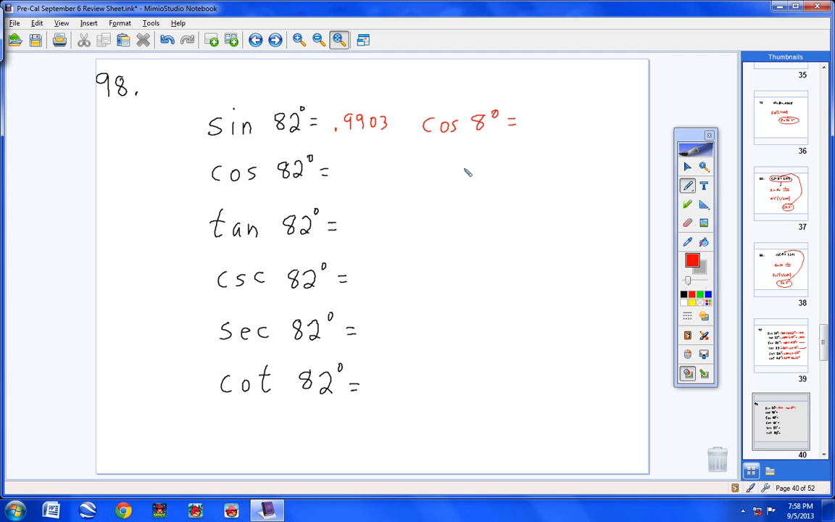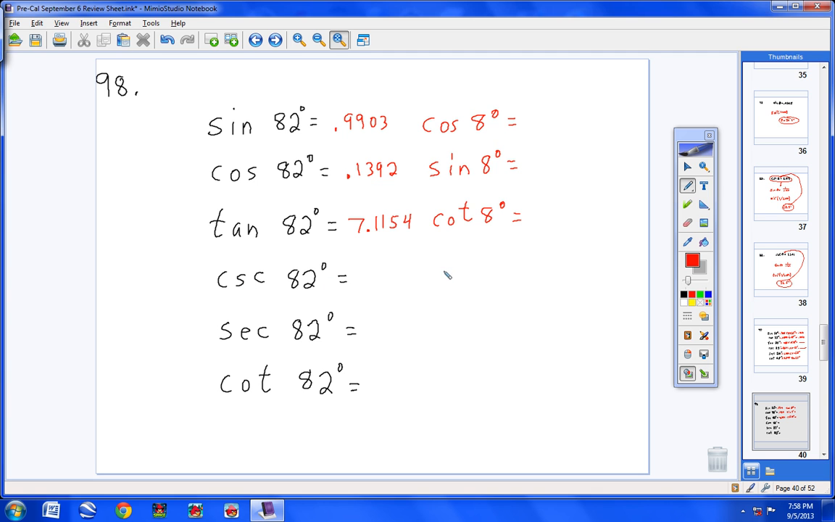Next is cosine of 82, so I'm going to write the cofunction, which is sine, sine of 8 degrees, and notice what I have. Cosine and sine, they're cofunctions. 82 plus 8 is 90. The sine of 8 degrees is 0.1392, so this answer right here must be 0.1392. All right, tangent of 82. Well, the cofunction for tangent is cotangent, and 8 degrees. Now notice what I have. I have tangent and cotangent. 82 plus 8 is 90. Cotangent of 8 degrees is 7.1154, so this answer here would also be 7.1154.